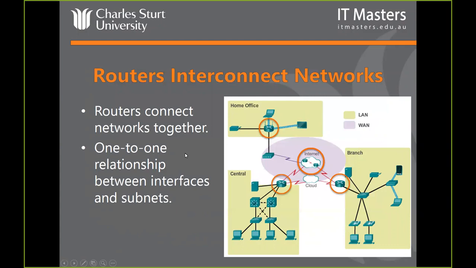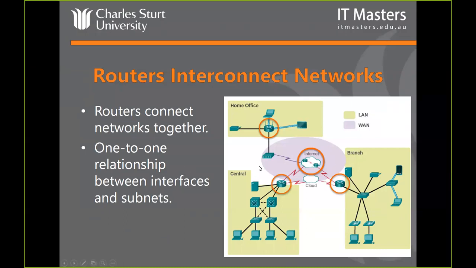So routers connect networks together, and there's always a one-to-one relationship between interfaces and subnets. Someone, I think, asked a question last week about the relationship between subnets and interfaces, or VLANs and subnets. Even though they're abstracted, VLANs live at layer two effectively, they need an IP address associated with them, and there is a one-to-one relationship. There's also the capability to add secondary IP addresses, but they're used for different purposes. But generally, we have a one-to-one relationship between interfaces and subnets.